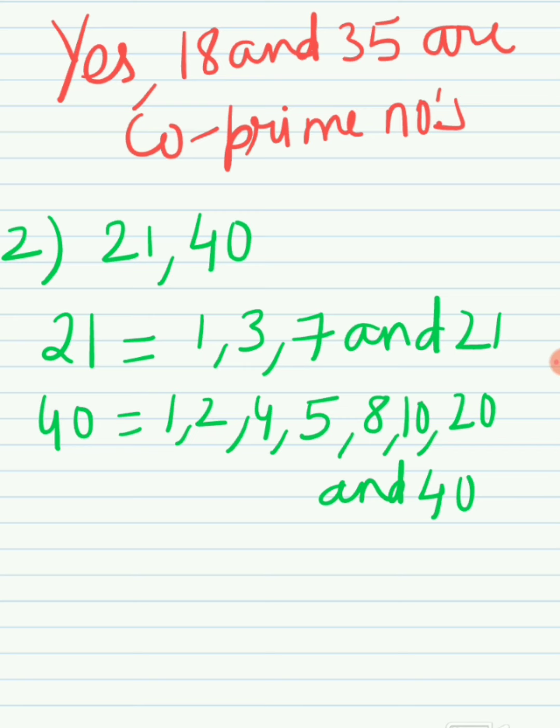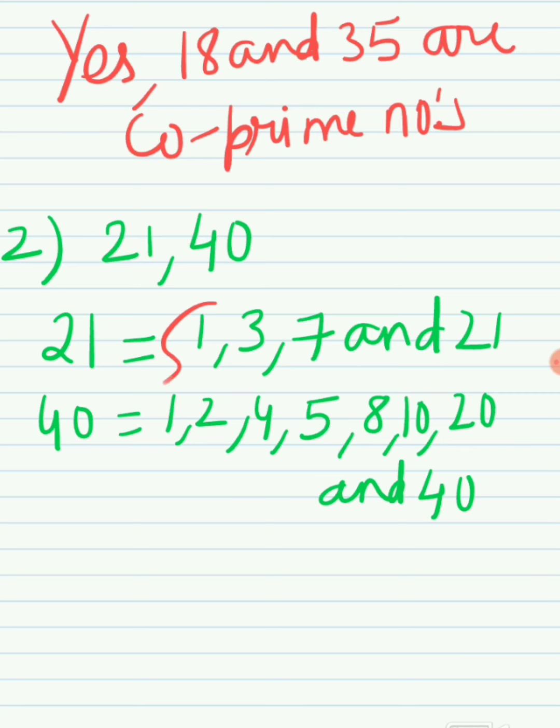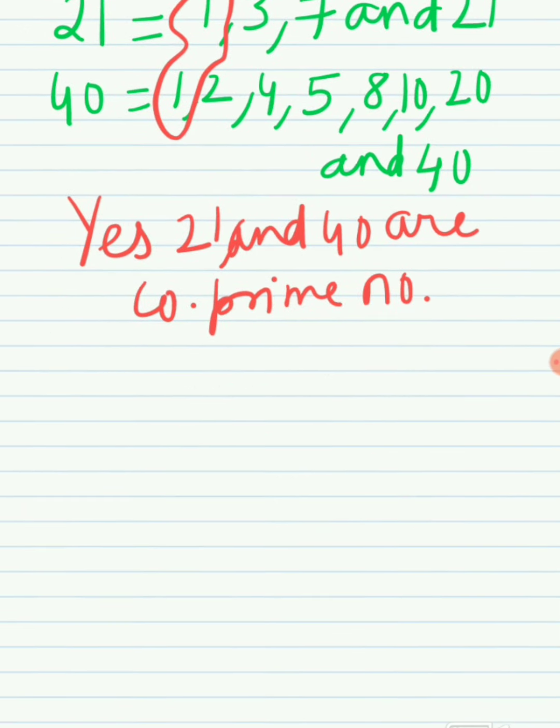Let's check whether these numbers are co-prime or not. Now you will see again, 1 is the common factor, no other factor is common. So again we can say that yes, 21 and 40 are co-prime numbers. Let's take one more example.